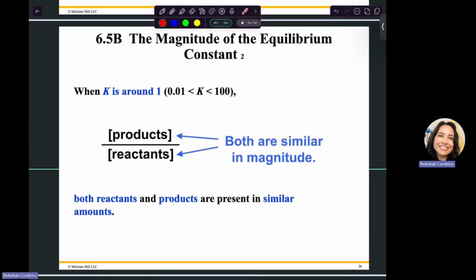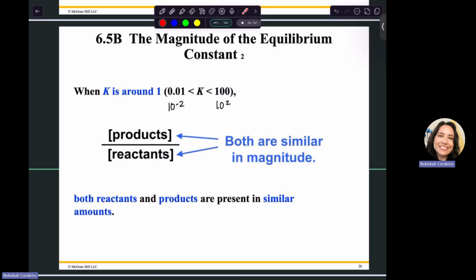So if K is around 1, and by around 1 we say like 10 to the negative 2 to 10 to the positive 2, as far as the range of magnitude here, those would probably be in about similar amounts. Not exactly the same, but about similar. Don't worry about these tiny little details like this. You're only going to see examples where K is really big or really small.